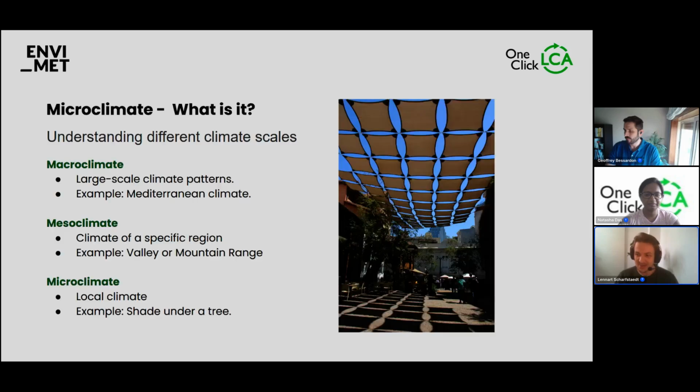All right. Maybe you have the question, or you don't even know what I'm talking about when I'm talking about microclimate. For that, I've prepared this little slide to explain the different scales that we look at in meteorology. Basically, we have three different scales that we can do research for: the macroclimate scale, the mesoscale, and the microclimate scale.